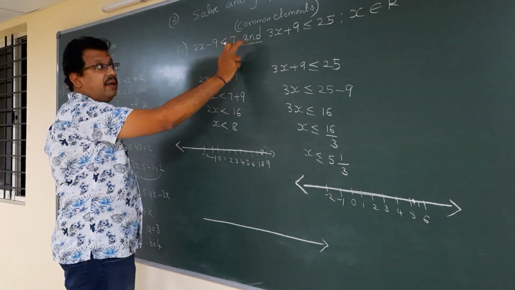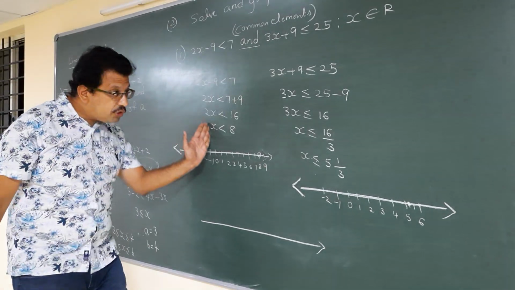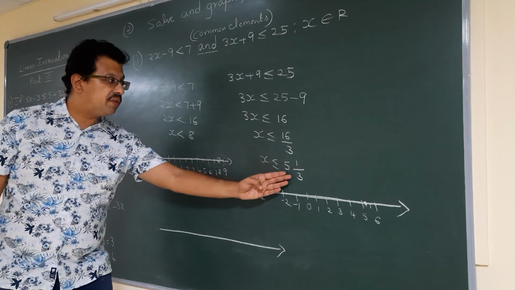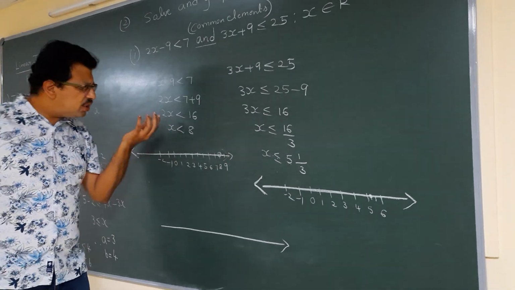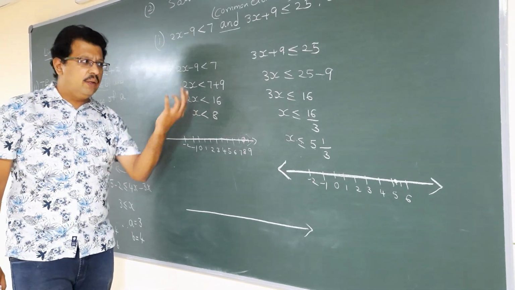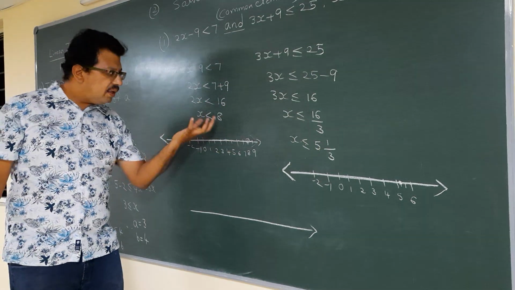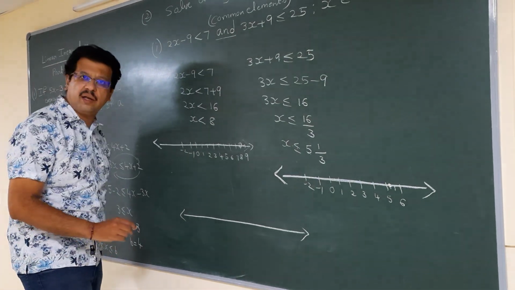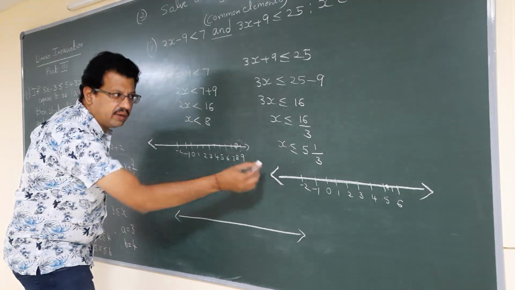That is called AND. AND stands for common. What is common between these two inequations? The common is x less than or equal to 5 1/3, because 5 1/3 is present in this also. I hope this is clear to you people. 5 1/3 is present in x less than 8. So we have to take that, and in the last number line we are going to write the same number line that I have written here.